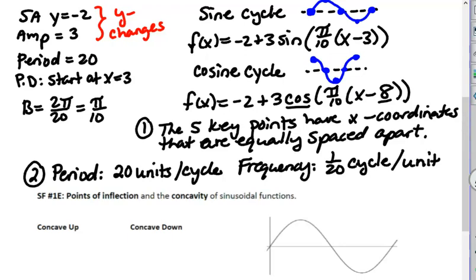Now frequency seems like a poor way to describe the length of the cycle of this graph, and it is in this case. 20 units per cycle makes a whole lot more sense than saying 1/20th of a cycle per unit. But what if the cycle was really, really short? What if it was 1/20th of a unit per cycle? It might be easier to say 20 cycles per unit. And so when we have very small periods, its frequency is often used as a way to describe how often the graph repeats itself rather than the period.